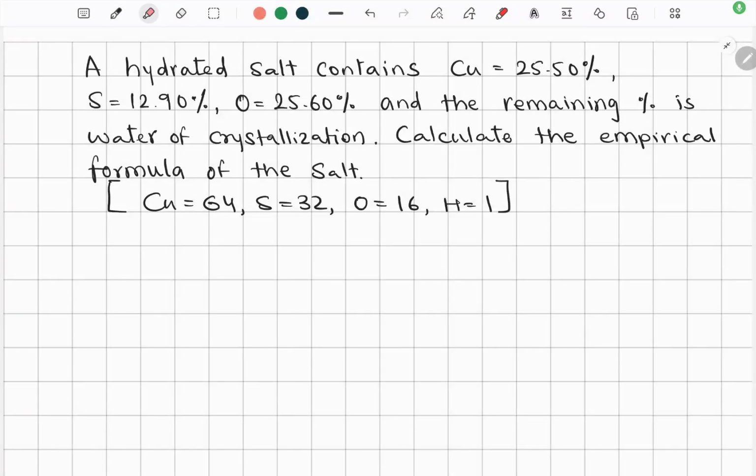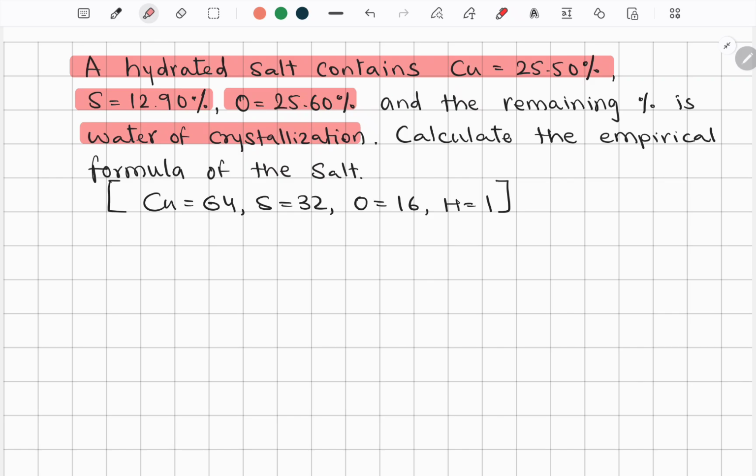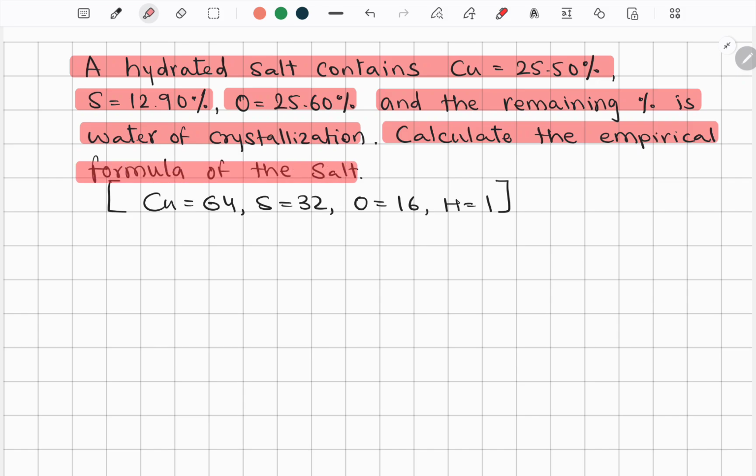Let's try to solve this question. In this question, it's been asked that a hydrated salt contains copper 25.50%, sulfur 12.90%, oxygen 25.60%, and the remaining percentage is water of crystallization. Calculate the empirical formula of the salt.